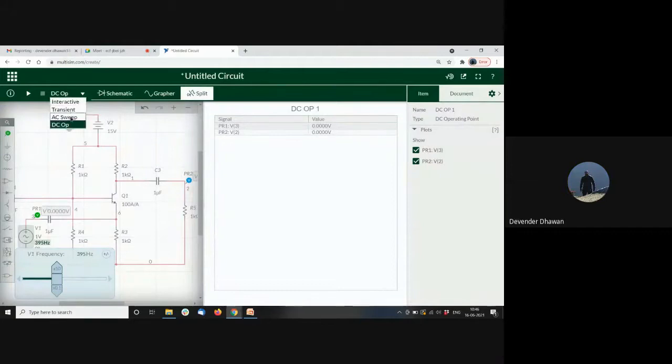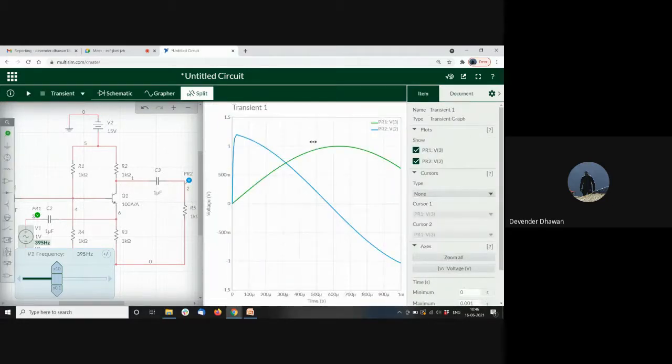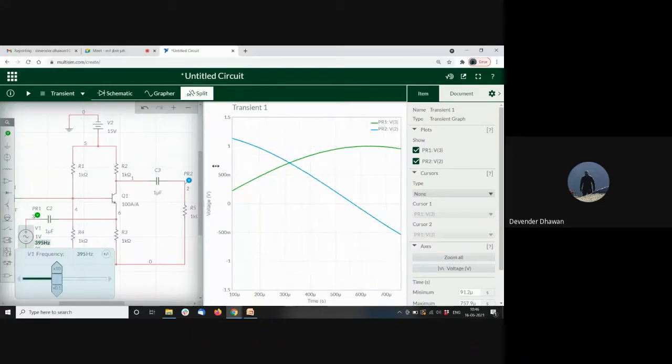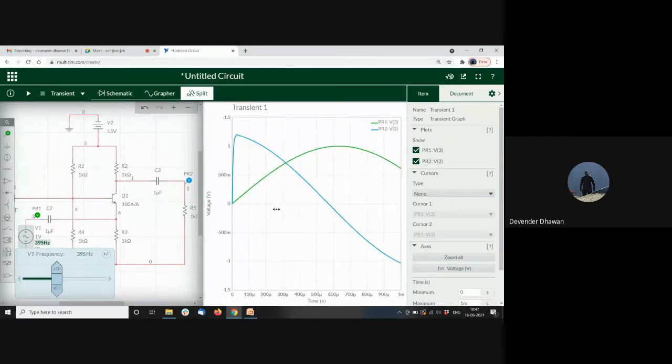There are only 4 types of simulation here. One is interactive, one is AC, DC op is this one. I have not used this one much. Then the transient is there. That also I need to check what exactly it is. So I'm not sure about what you're asking, if it can be done or not. So that we need to check.